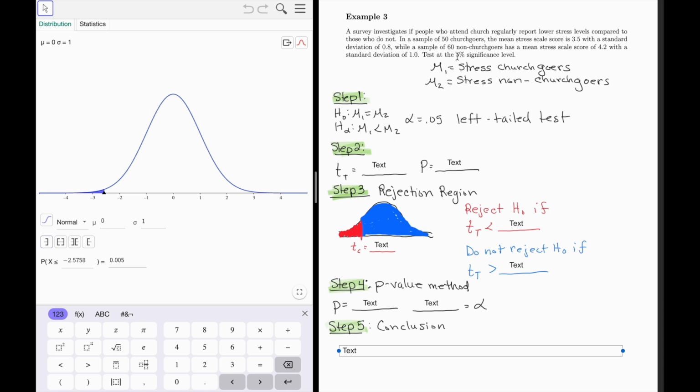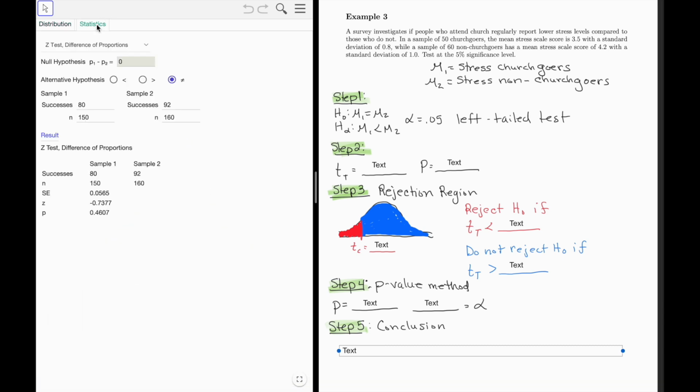Now we're going to test at the 0.05 level, and because we're doing a less than test, this is going to be a left-tailed test. So let's go over to our statistics tab to find our test statistic and our p-value. Now we're going to do a t-test for the difference of means because we are not told what the population standard deviation is here.